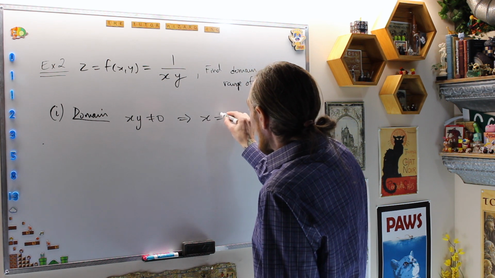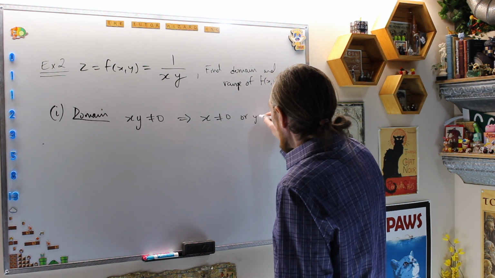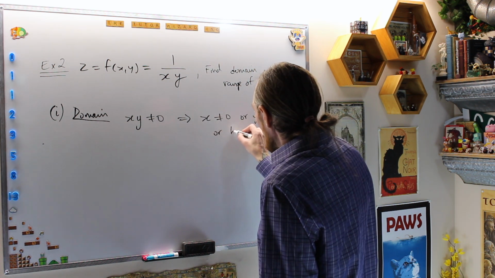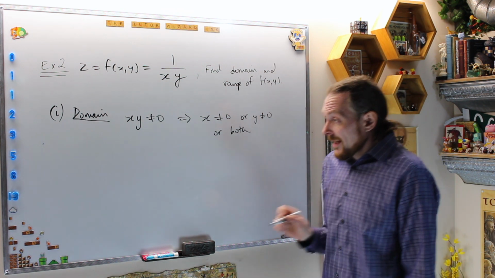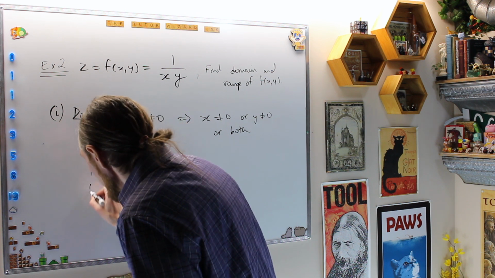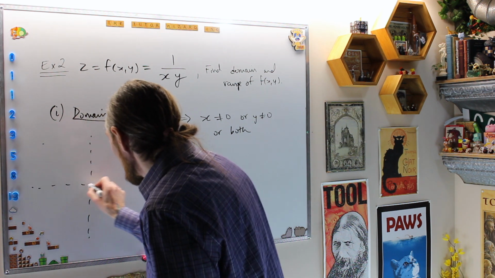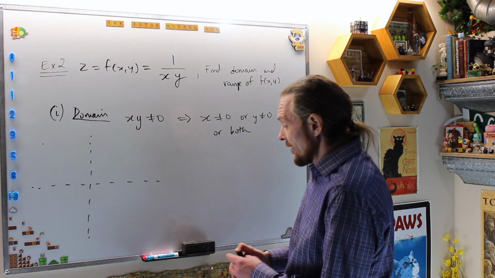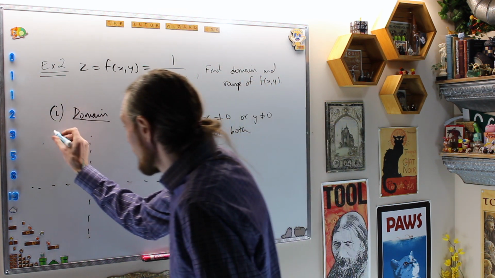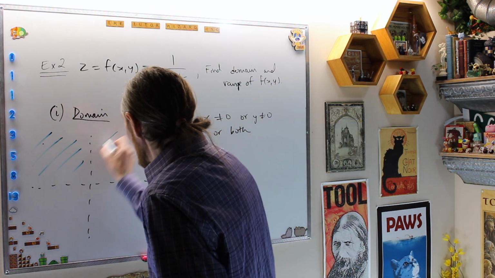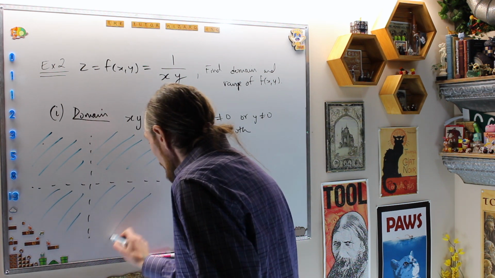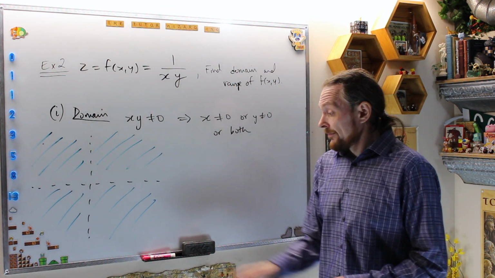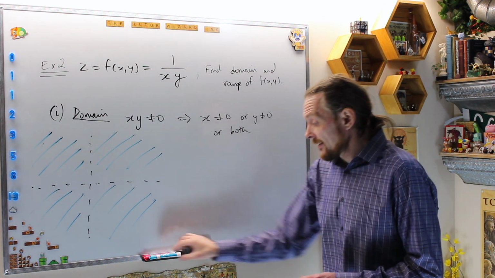That says either x is not 0 or y is not 0 or both. X and y are not 0. What does that do for me? The domain is going to be now what? We have to just eliminate those guys, and I guess we could get it in a different color even to emphasize. This will be the domain. Everything except for the x and y axis is the domain of this function. This is D.